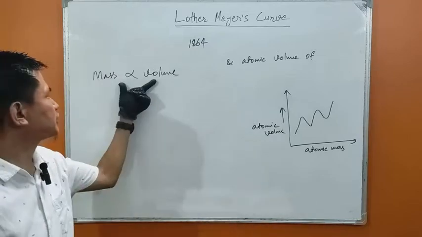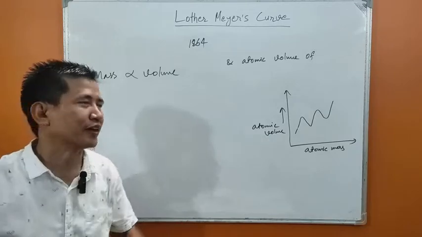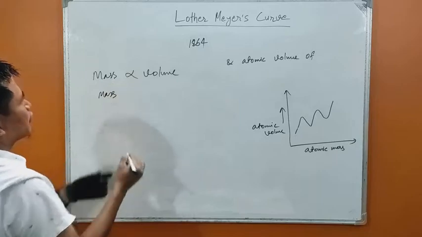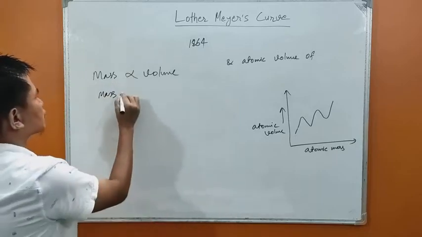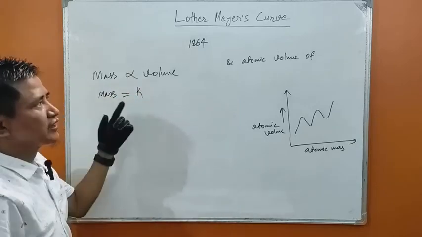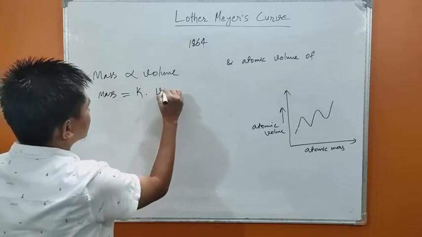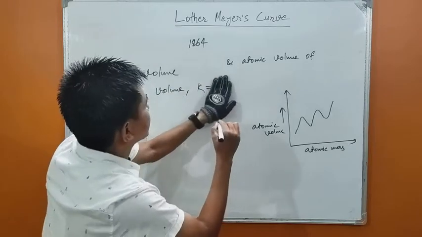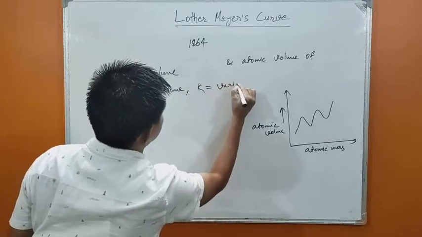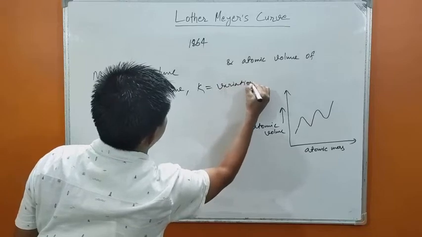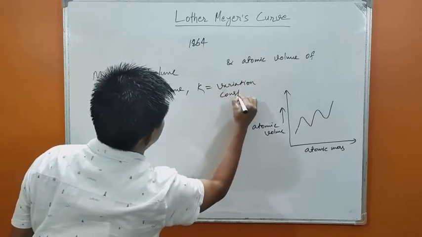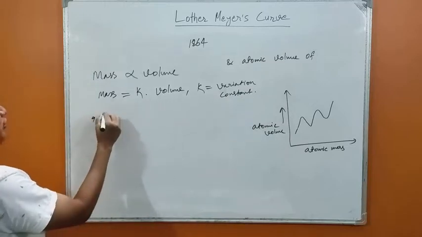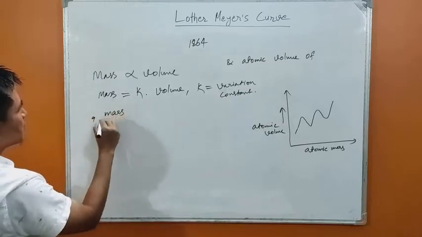Okay, from this relation only the formula of density comes, isn't it? Mass, when we replace the sign of variation with an equal to sign, we need to introduce a constant, that is k, into volume, isn't it? Where k is constant, or you can say variation constant. K is the variation constant. Got the point? Or bring this volume to the denominator by cross multiplication.